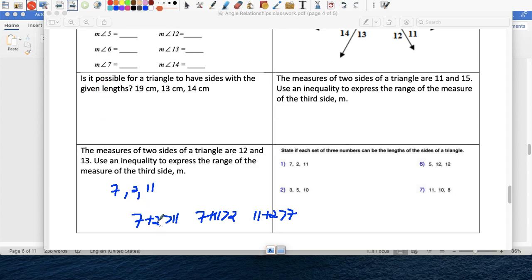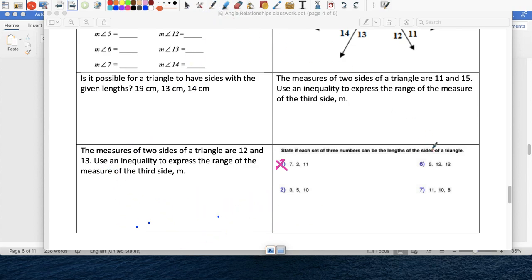So right off the bat, if you do the first one, you get 9 greater than 11. That's obviously not true. And I don't even have to do the other ones, because just by this failing the first inequality, it tells you that we can't make a triangle. So this, no.